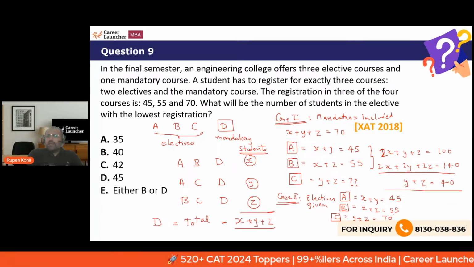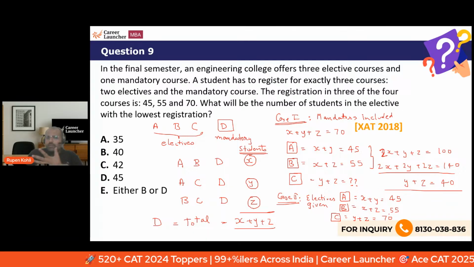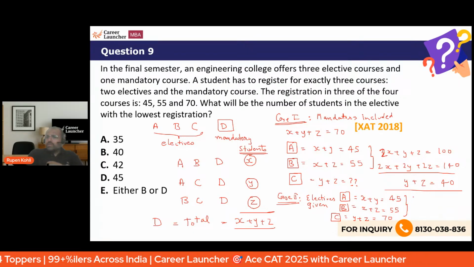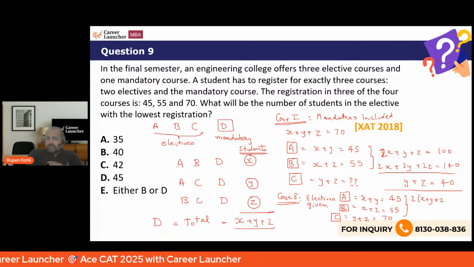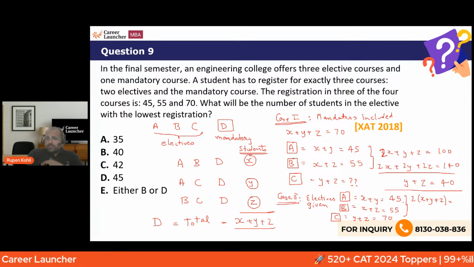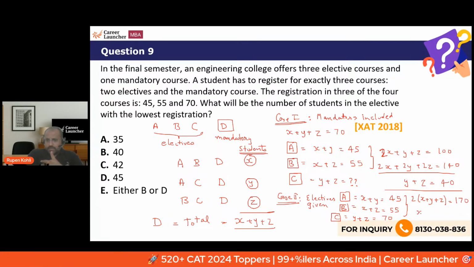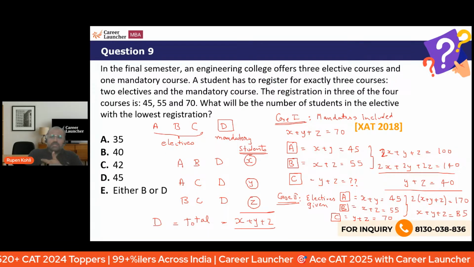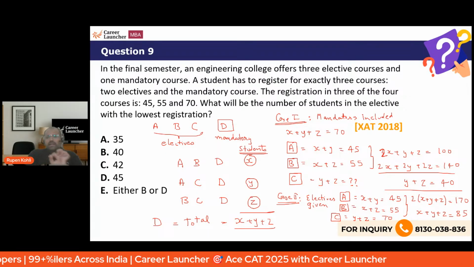Now we are trying to find the number for the mandatory course, which is the value of x plus y plus z. So obviously you can just add these three equations, and by symmetry you can understand we are getting twice x plus y plus z by adding, right? X, y, y, z, z. 45, 55, 100, and 70, 170. So x plus y plus z is coming to be 85. Makes perfect sense. 85 is a number larger than all these three numbers. So that condition is satisfied.